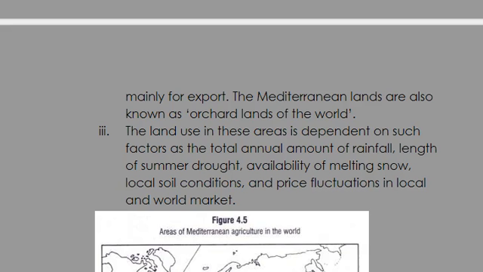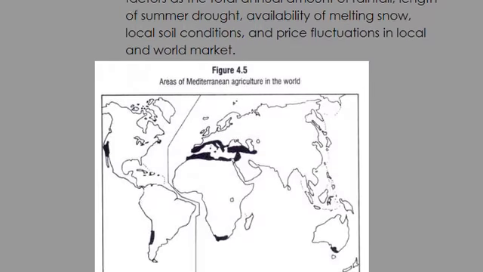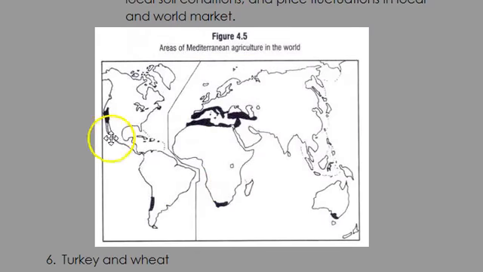The land use in these areas is dependent on such factors as the total amount of annual rainfall, right? Like California's been in a drought lately, so it's a lot harder for them to grow the grapes that they need in California wine country. The length of the summer drought, the availability of melting snow, local soil conditions, and price fluctuations in local and the world market. So here's a map of Mediterranean agriculture. As you see, southern Australia. This right here is the Mediterranean Sea, so that whole area is Mediterranean. Southern tip of South Africa, Chile, and California.